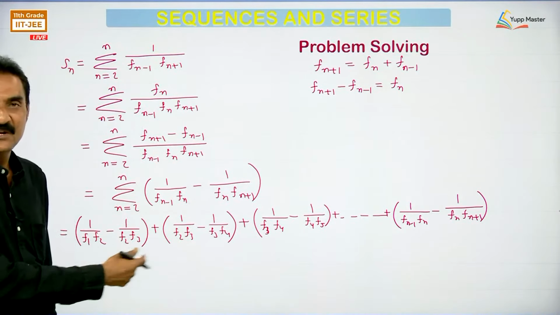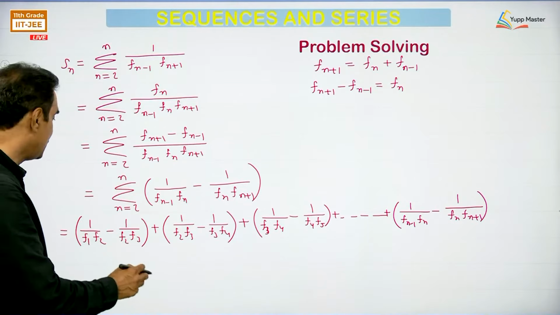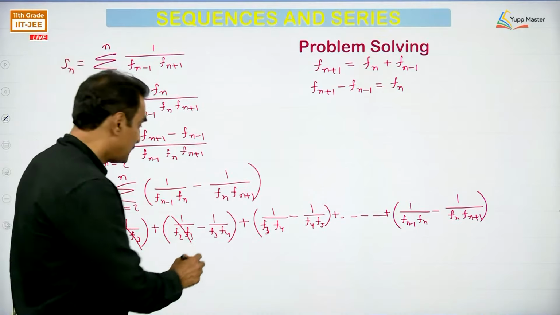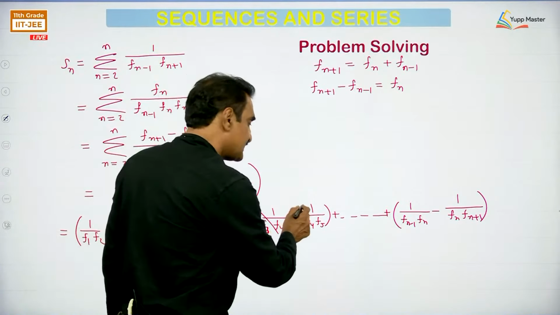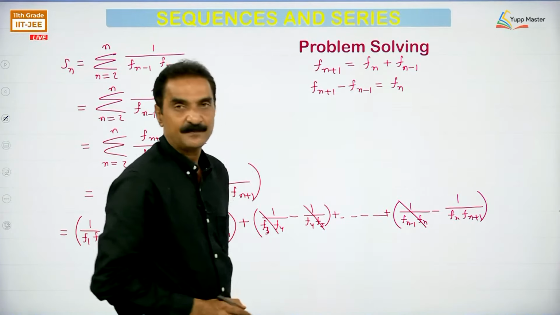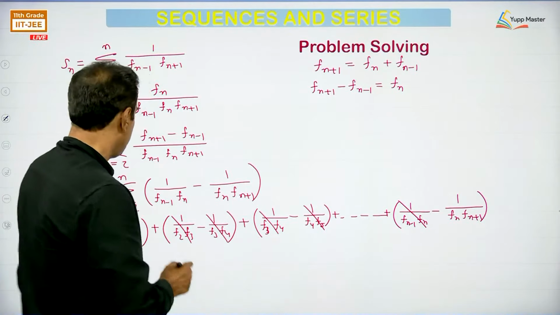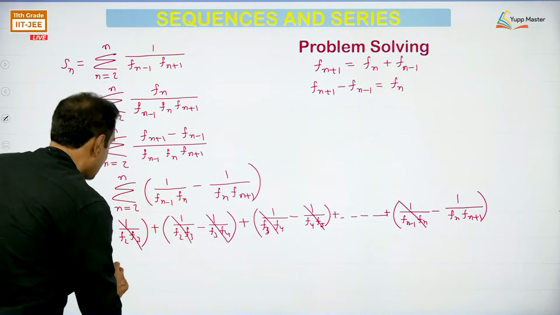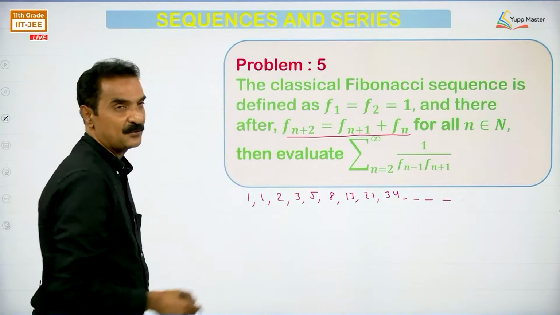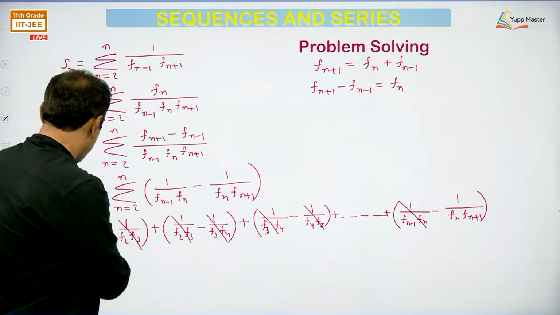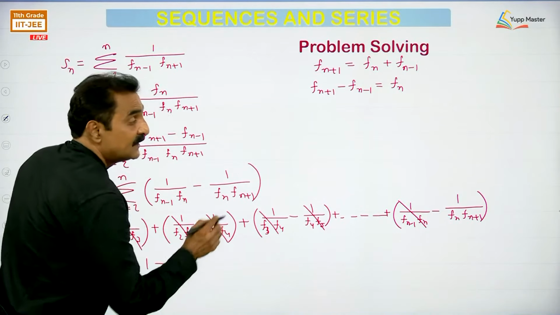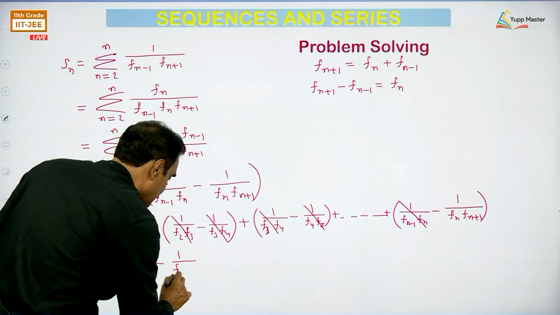Now it is a telescoping series. You cancel the middle terms. 1 by f2 into f3 cancels. 1 by f3 into f4 cancels. Next this cancels. In the last term, first part will cancel out. Then it is equal to, the values of f1 and f2 are given. f1 is 1, f2 is 1. So 1 by 1 is 1 minus 1 by fn into fn plus 1.